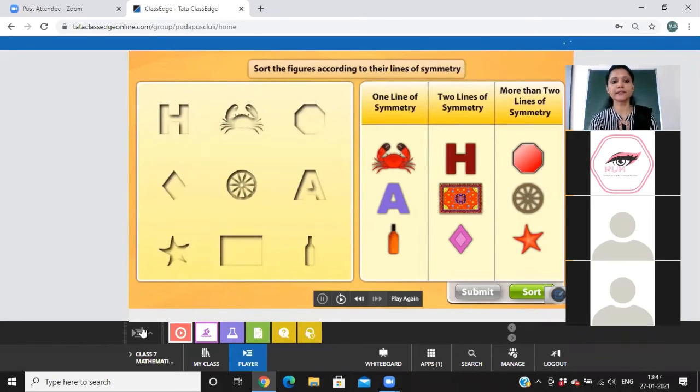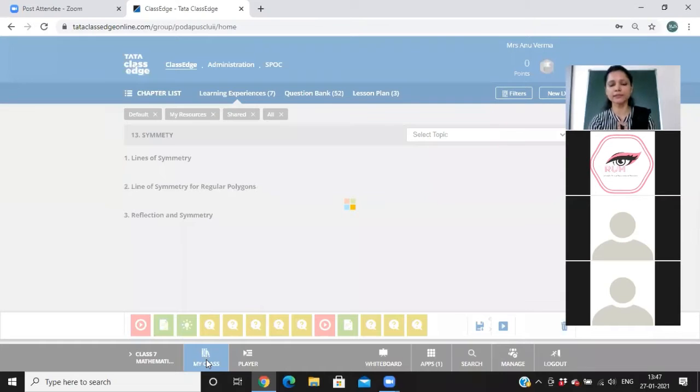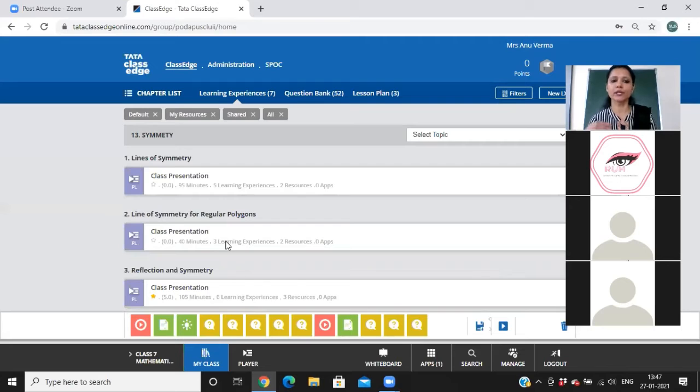Now let's learn about the lines of symmetry of some regular polygons. First of all, tell me, what is a regular polygon? Can anyone tell me what is a regular polygon? Okay, tell me, what is a polygon?